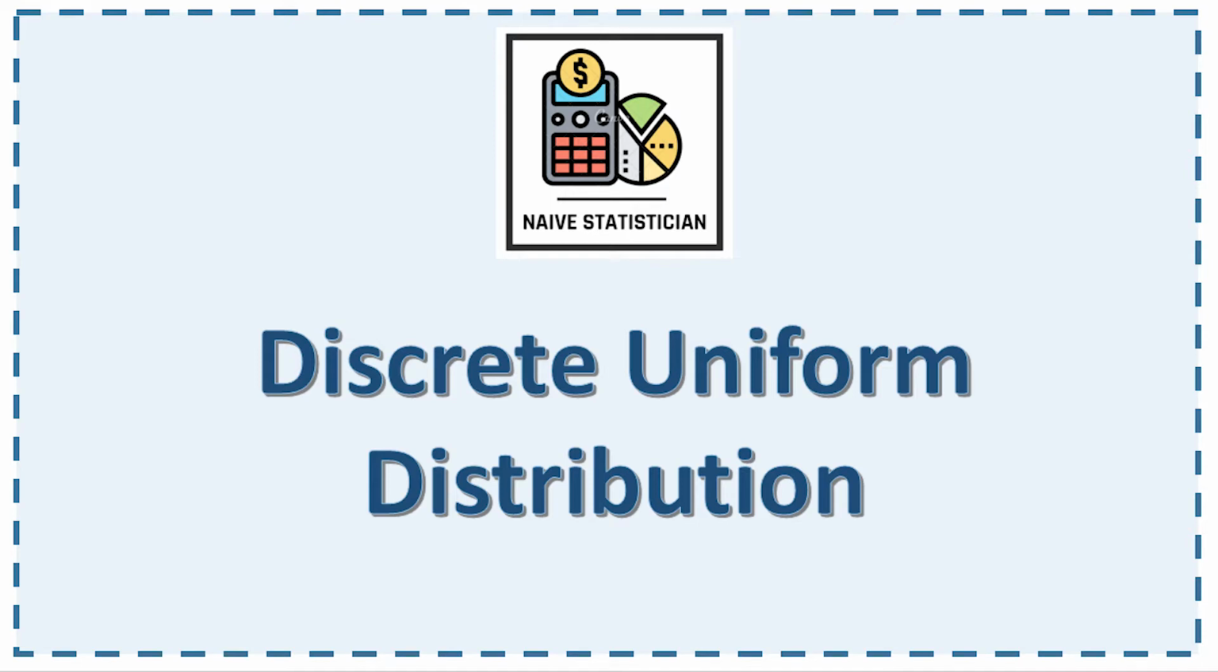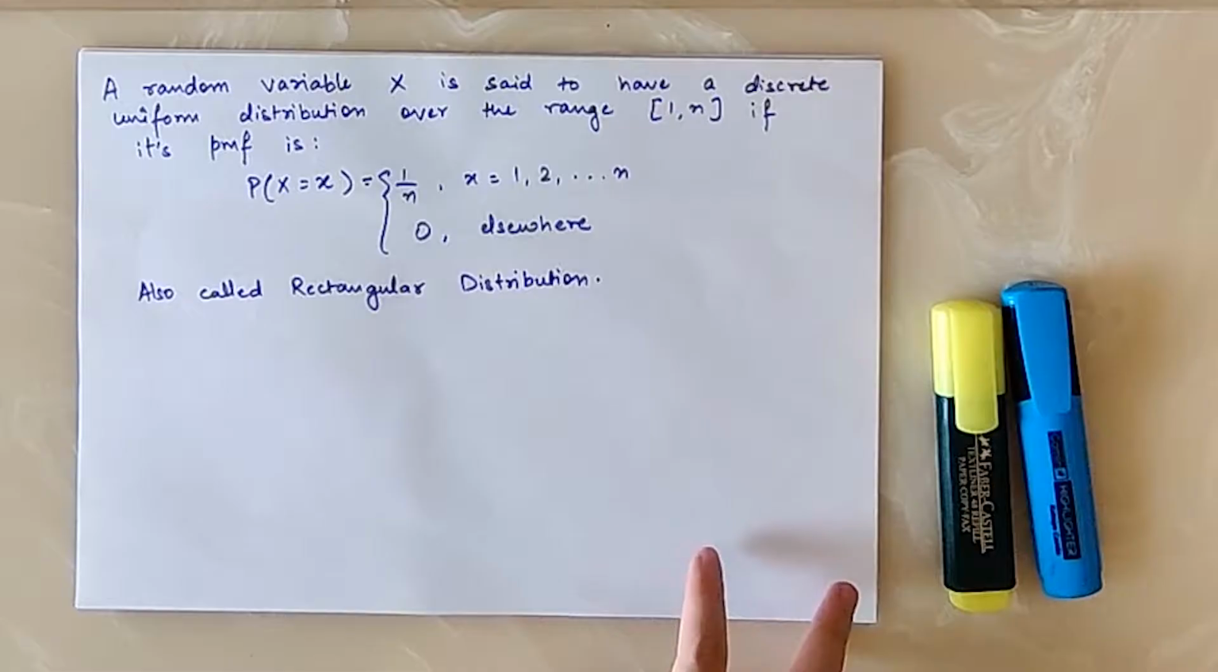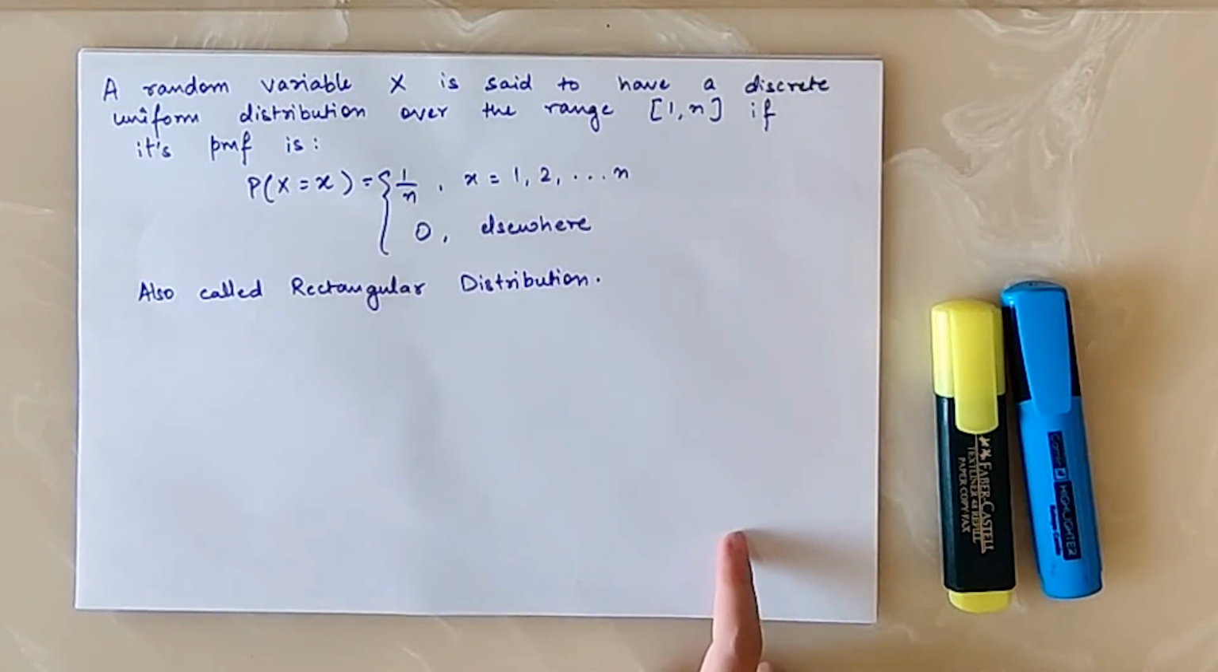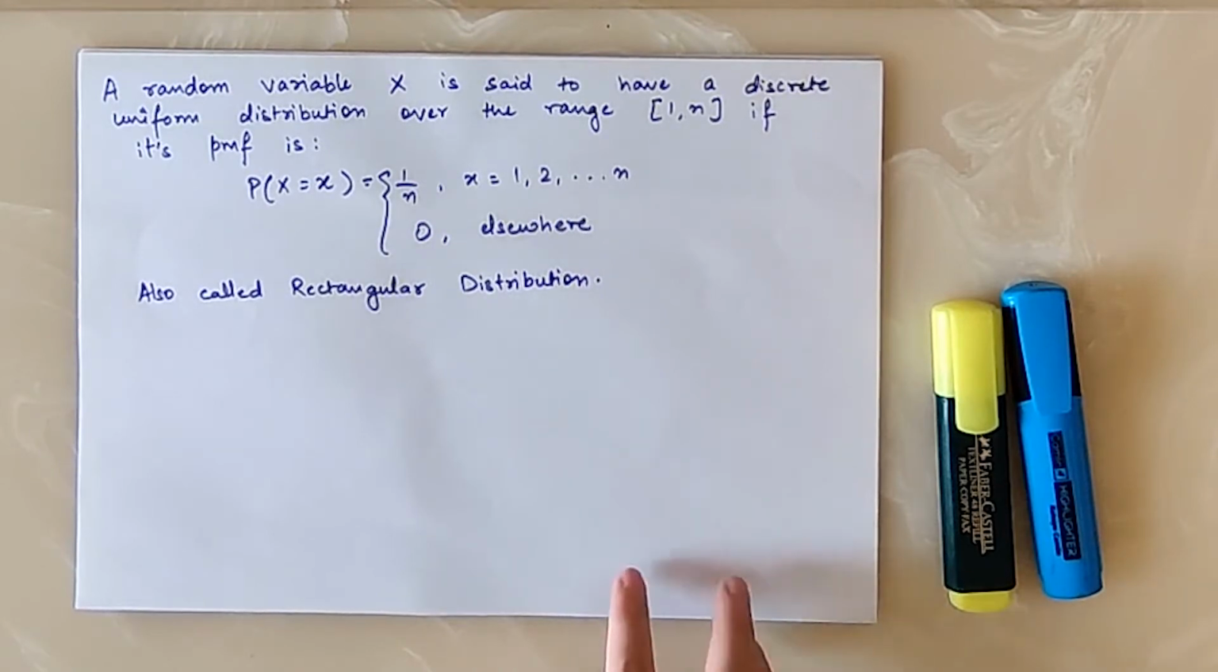In this video, we are going to talk about discrete uniform distribution. We'll also learn how to calculate its expectation, its variance, and the moment generating function. Now let's move on to the definition of a discrete uniform distribution.